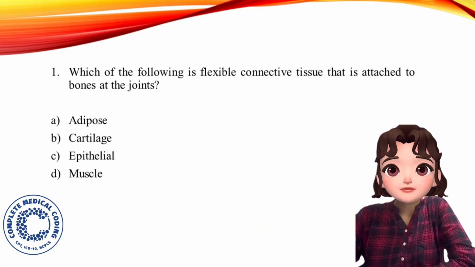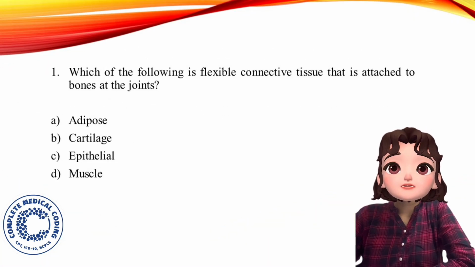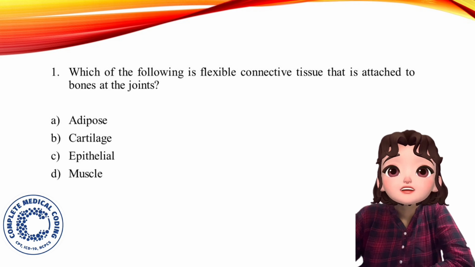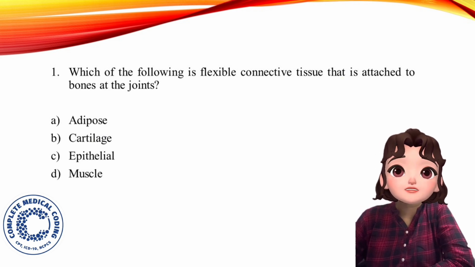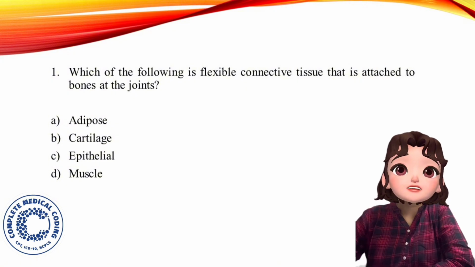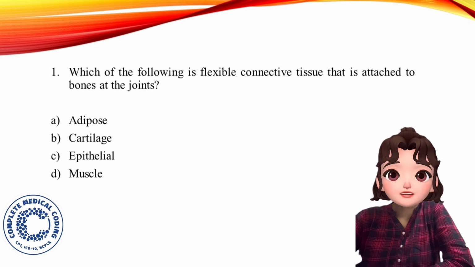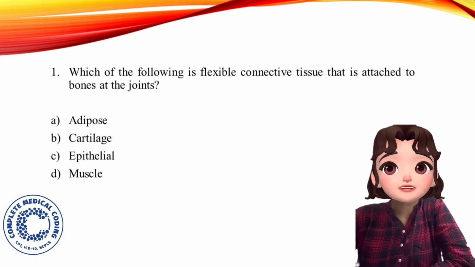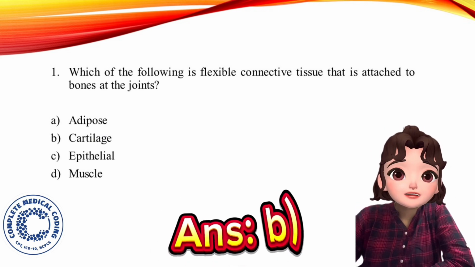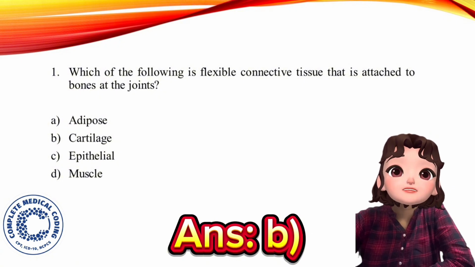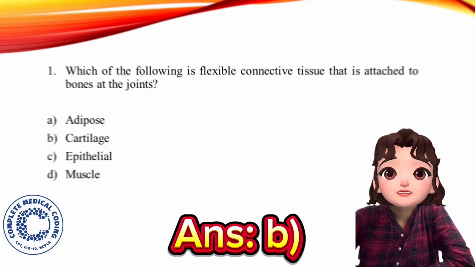Moving to the first question. Which of the following is flexible connective tissue that is attached to bones at the joints? Option A, adipose. Option B, cartilage. Option C, epithelial. And option D, muscle. So in this case, the answer is option B, cartilage.